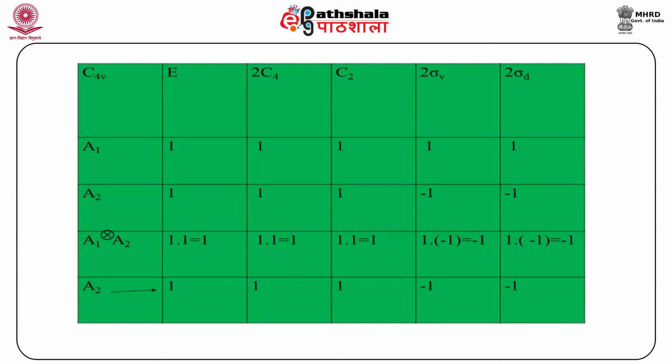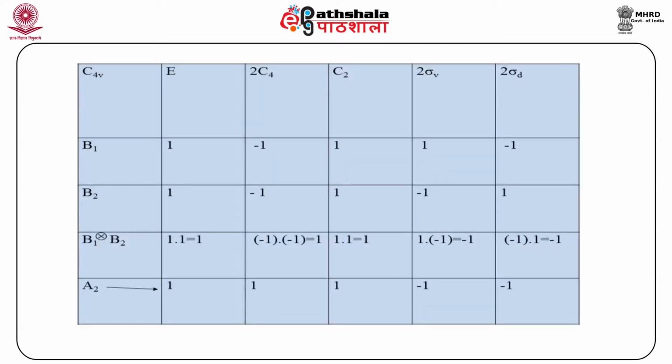Now take the direct product of B1 and B2 irreducible representations in C4V point group. This direct product of B1 into B2 gives me characters as 1, 1, 1, minus 1 and minus 1. These characters correspond to A2 irreducible representation, which is also one dimensional in nature.